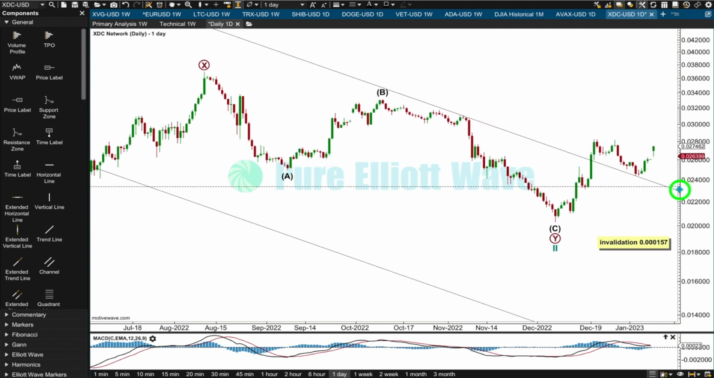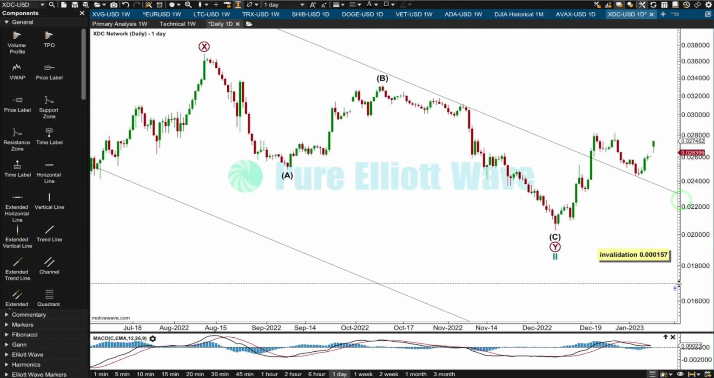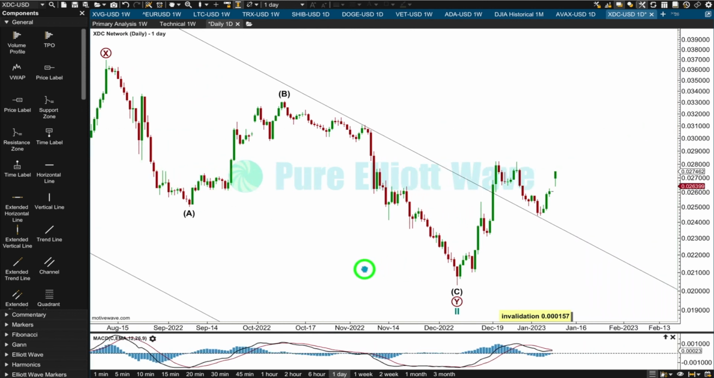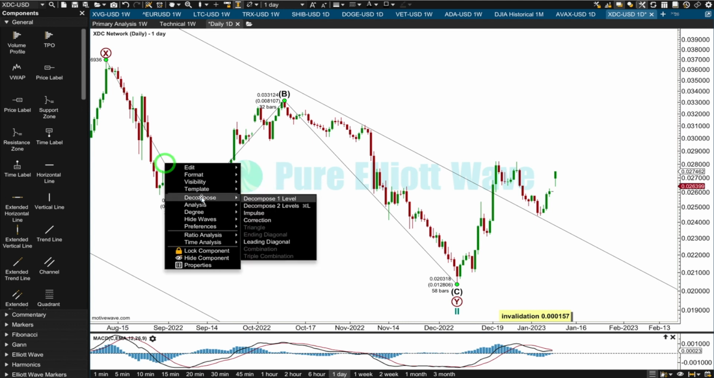I'm going to expand this out so that my candlesticks are filling my chart top to bottom, left to right, and move this over to the left. Let's have a look at the detail of intermediate A. I think this looks pretty good. I think this looks like an impulse.